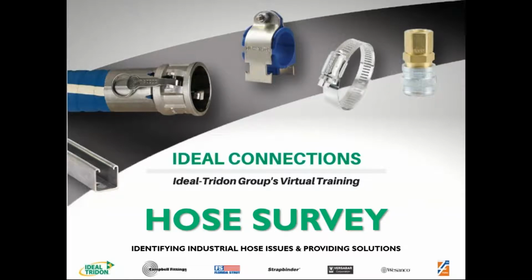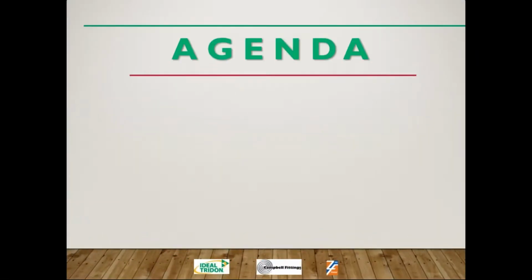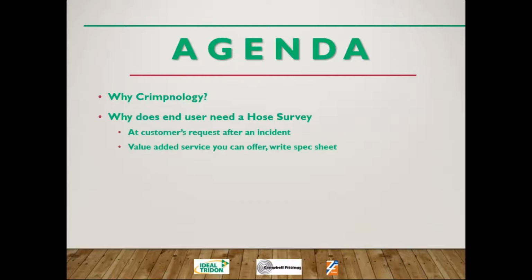So today we're going to talk about hose surveys, identifying industrial hose issues and providing solutions. Our agenda, we're going to discuss crimpnology. Why is this instrumental in conducting a hose survey, how you use it? Why does an end user need a hose survey? Two of the typical reasons are a customer's request after they have an incident or an accident. And then it's definitely something that you can offer as a value-added service.